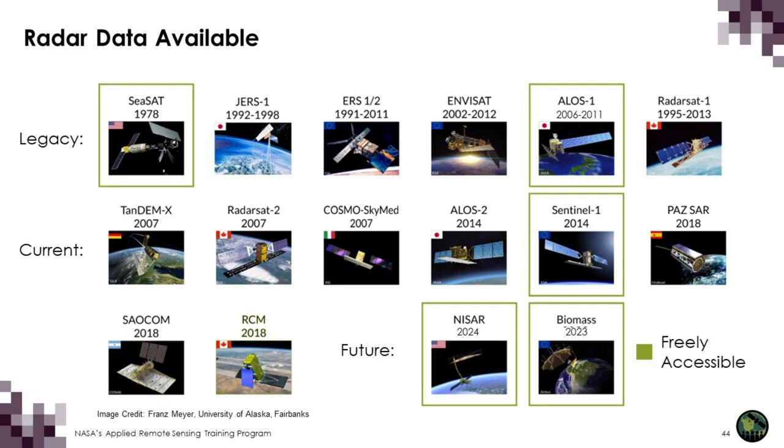And then there's NISAR, which will have an L and an S-band sensor, and that's a joint collaboration between NASA and the Indian Space Agency. And that's scheduled to be launched in early 2024.